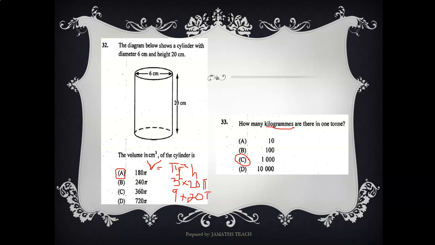Number 33. How many kilograms are there in 1 ton? I am thinking that this must be the British spelling. I'm not used to seeing it. But there are 1,000 kilograms in a ton.